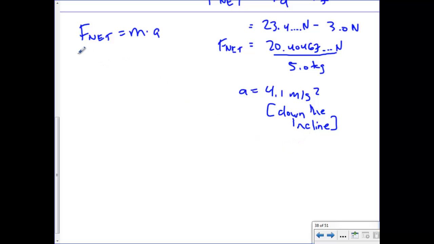Why did you divide the 20 by 5 kilograms? Okay, because this is 20 newtons, and then 5 kilograms times acceleration. So to get acceleration by itself, you've got to divide by 5 kilograms, to get A by itself. Does that make sense?